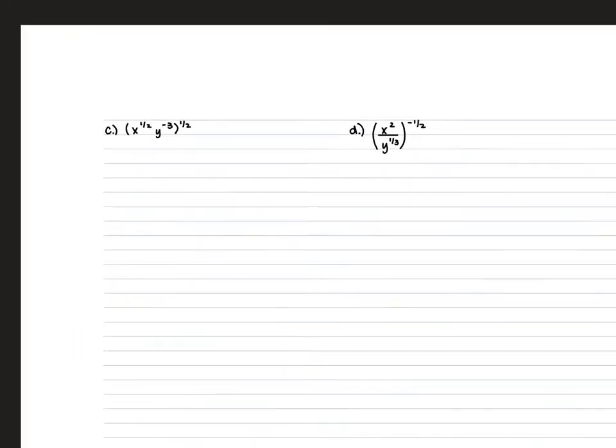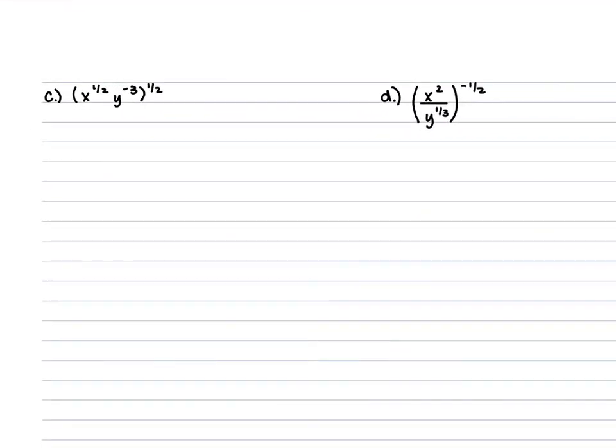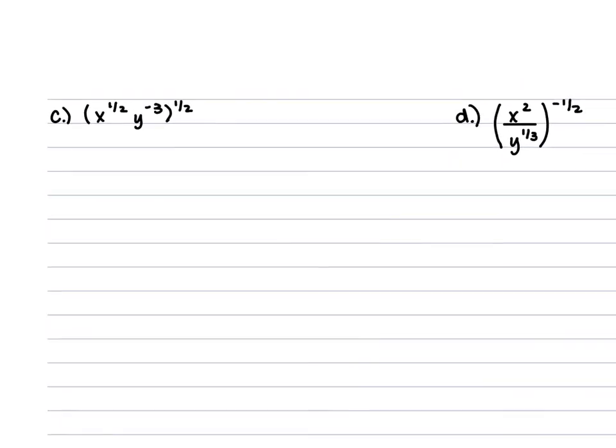For your last two examples, for C, we have x to the power of 1/2, y to the power of -3, all raised to the positive 1/2 power. So we have a power raised to a power with these. So we're going to separate this to be x to the 1/2 power raised to the 1/2 power times y to the -3rd power raised to the 1/2 power. We're going to multiply our powers since they're being raised to each other. So this is going to give us x to the power of 1/4 times y to the power of -3/2.